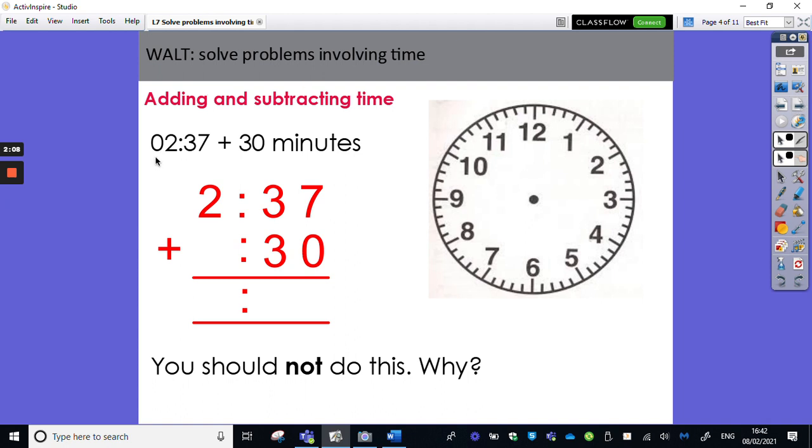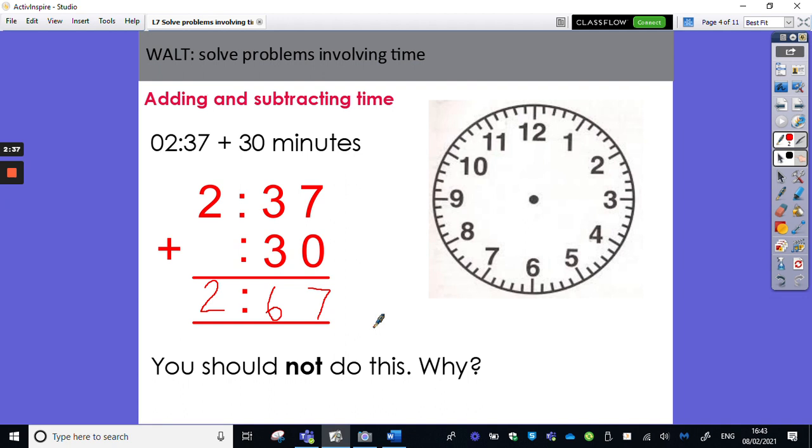So the first question we've got here is 2:37 plus 30 minutes. So I've laid it out here in an addition like we would usually do in school, because I'm adding. So surely this will be right. So let's have a look. 7 add 0 is 7. 3 add 3 is 6. And 2 add nothing is 2. So my new time, 2:37 add 30, is 2:67.